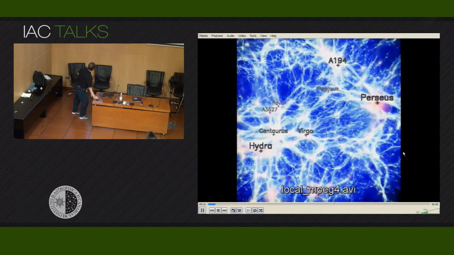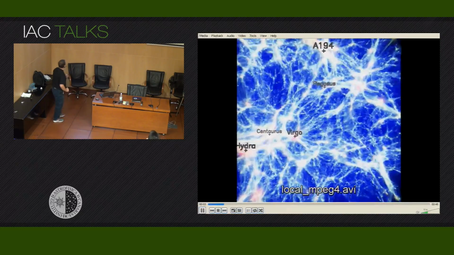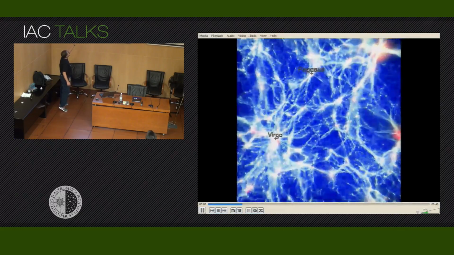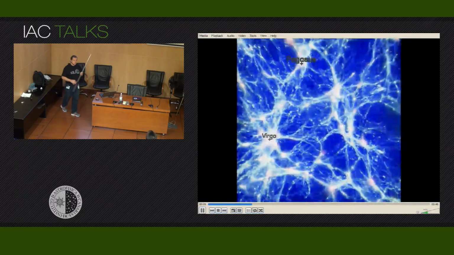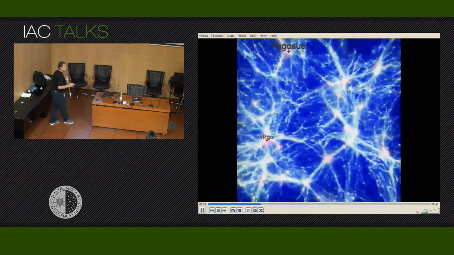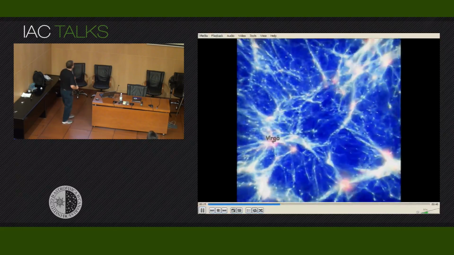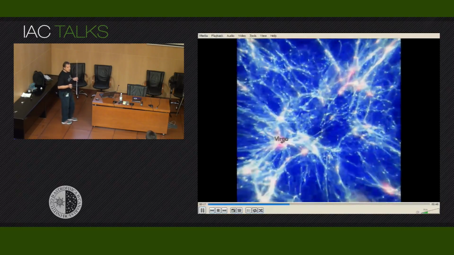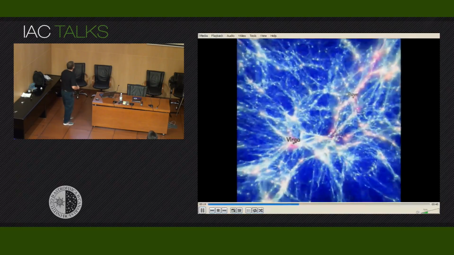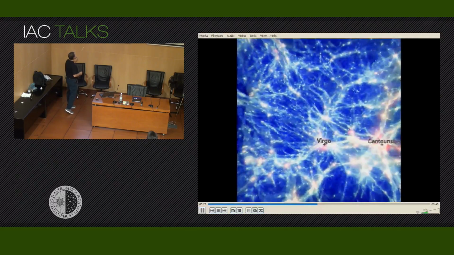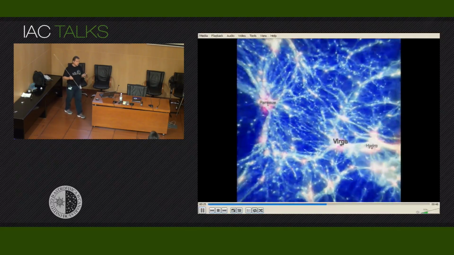Yes. So that is a fly-through of this kind of simulation, where these clusters which are forming in the simulation are labeled with clusters which are really observed, and their positions are correct within a couple of degrees, and their masses and properties are also within a factor of 2 of what is observed. So that's a very nice simulation you can use to study the local universe.